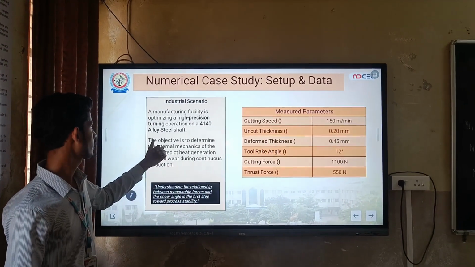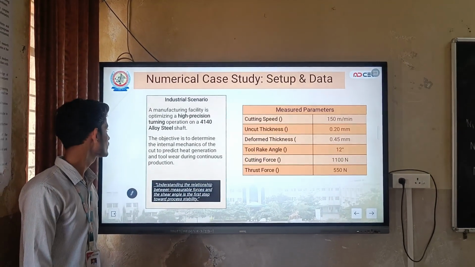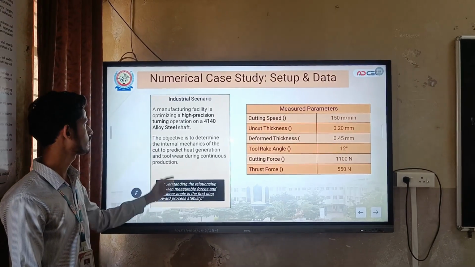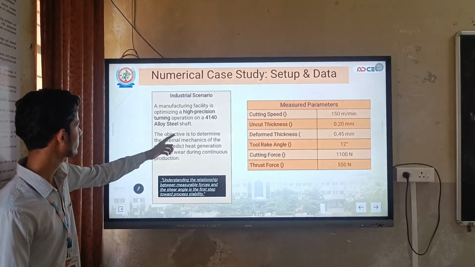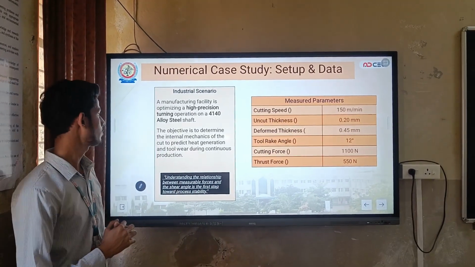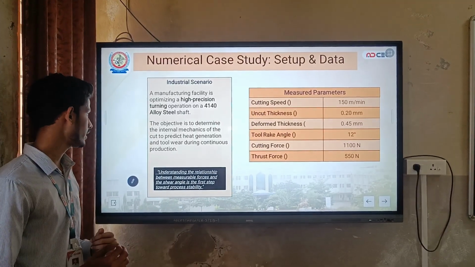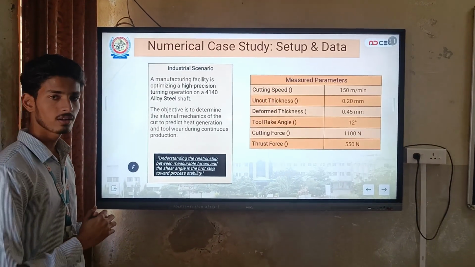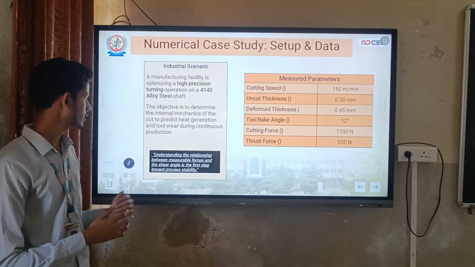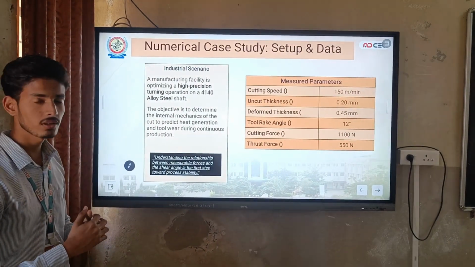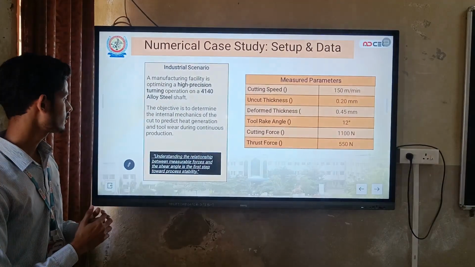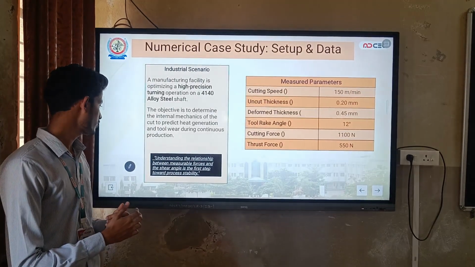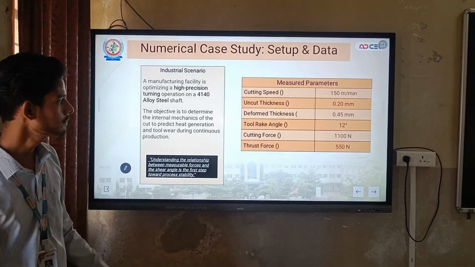The first stage is the numerical setup. A manufacturing facility is optimizing a high precision turning operation for a 140 alloy steel structure. The objective is to determine the internal dynamics and predict the heat generation and tool wear during continuous production. Understanding the relationship between the measurable forces and the shear angle is the first step toward process stability.